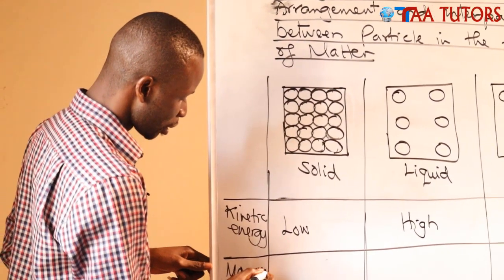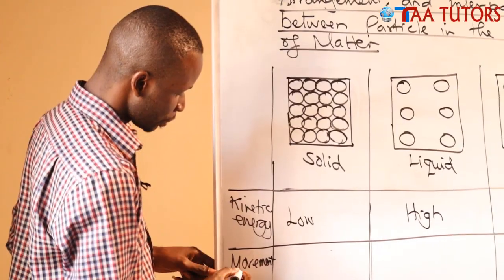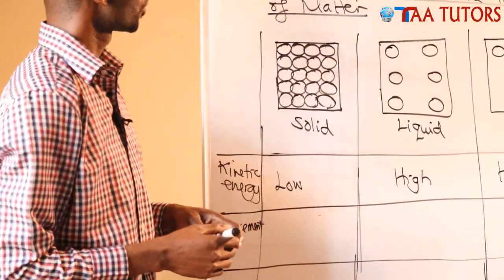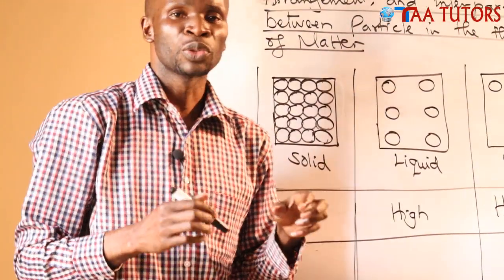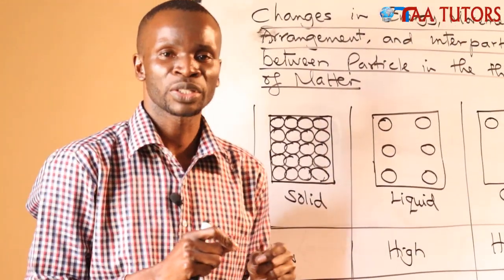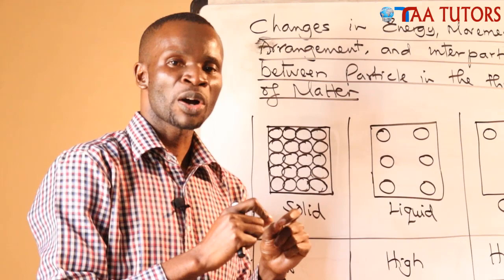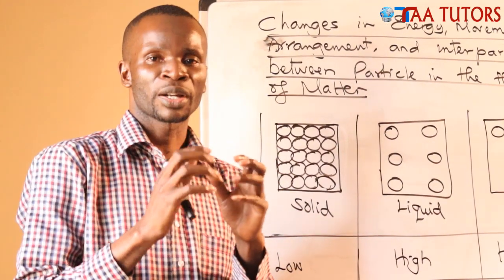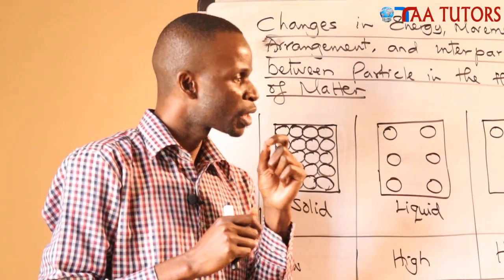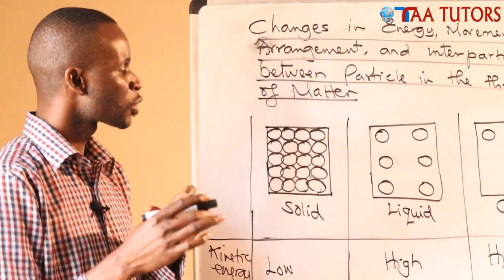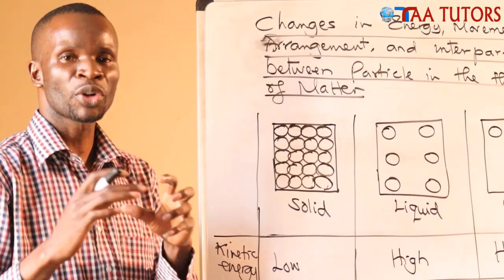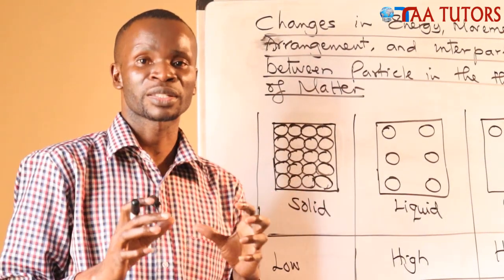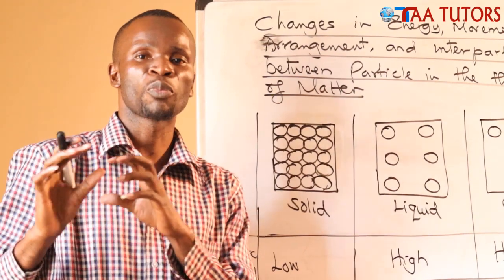When I come to movement, we can talk about two things in movement. Do they move faster? Speed of movement. And do they move in a particular order? But let us concentrate on whether they move fast or slow. Movement is connected to kinetic energy. If it has more kinetic energy, the movement is fast. If it has less kinetic energy, the movement is slower.